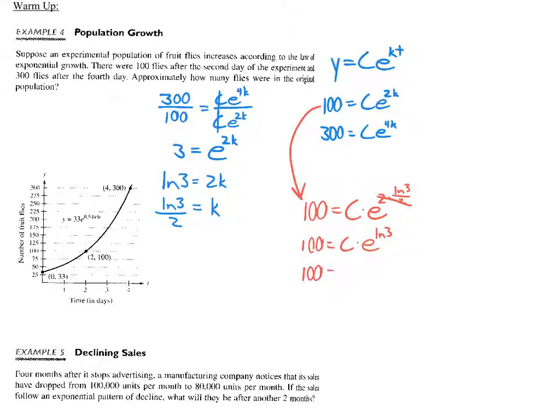By the way, here's a good example of why using your calculator isn't always that helpful. This stays really nice and easy if you leave it in terms of the natural log. So C is 33 1/3. Now, you should think about the situation. We can't have 1/3 of a fruit fly. So we should say there are approximately 33 flies originally.